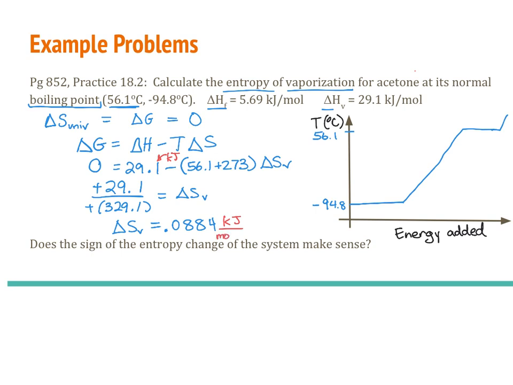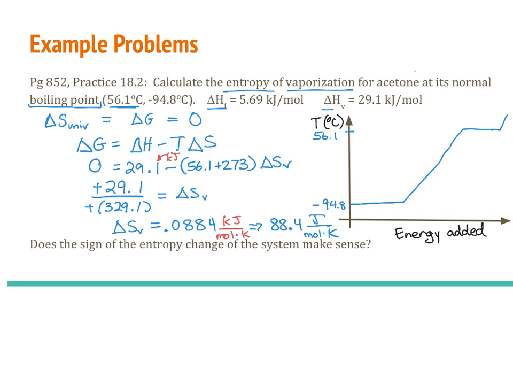So it's kilojoules divided by mole times Kelvin. Typically, as I said, entropy is usually expressed in joules. So you would probably see it as 88.4 joules per mole of reaction times Kelvin. So then I have this follow-up question here. Does the sign of the entropy change of the system make sense? I saw people make mistakes like this on the quiz. It's always good to go back and just give yourself a sanity check.